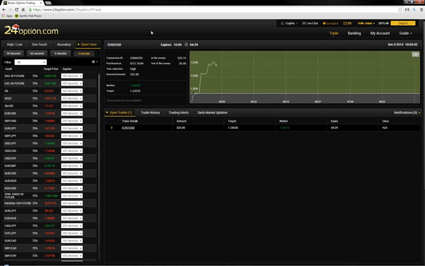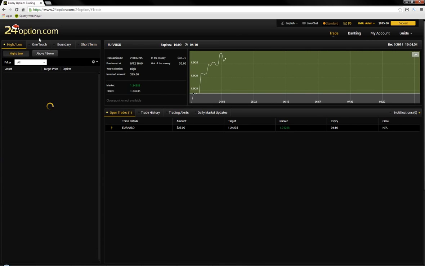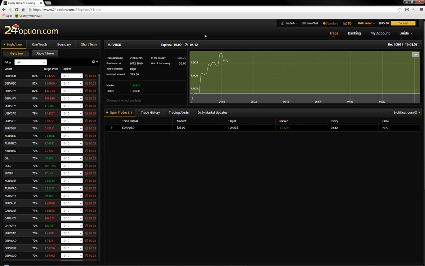As you can see, once you place a trade, and I'm going to go through with a little quicker review, you get the Euro USD, your amount, target, market, expiry, and it's green right now because it's in the money because price is going higher. Let's take a look. We'll start off here with high lows, and we'll work our way to the right and see what the time frames are.